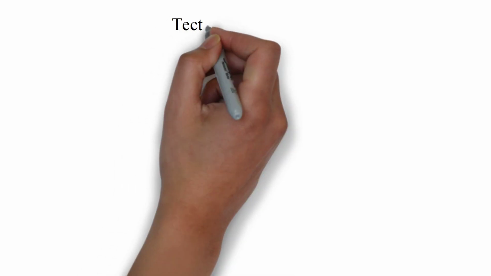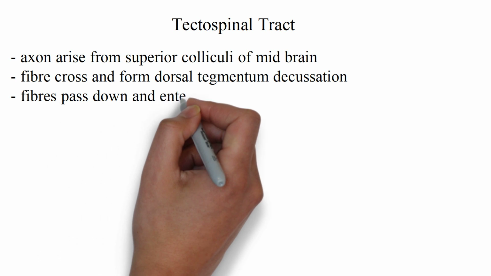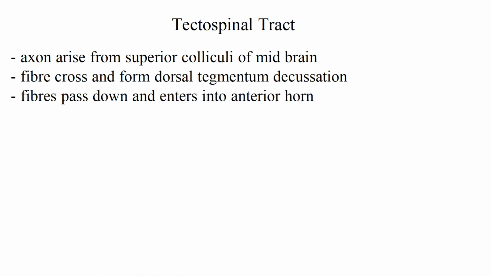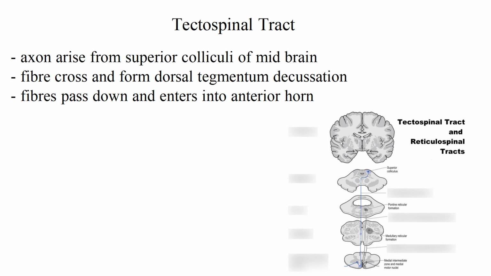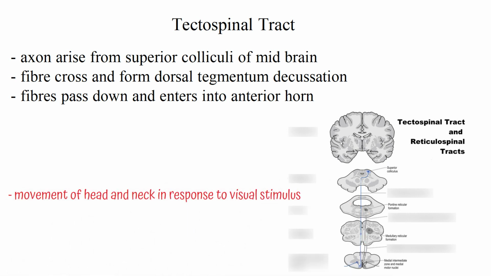Then we have the last descending tract, which is the tectospinal tract. It arises from the axon of the superior colliculi, which is present in the midbrain. The fibers cross in the midbrain and form the dorsal tegmental decussation. The fibers pass down and enter into the anterior horn. The main function of this tract is for movement of the head and neck in response to visual stimulus.